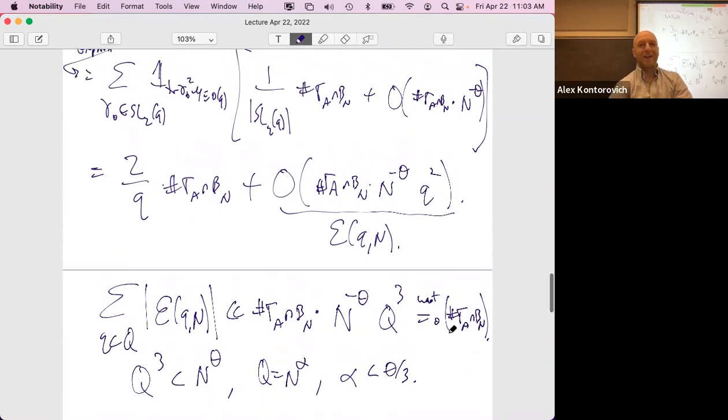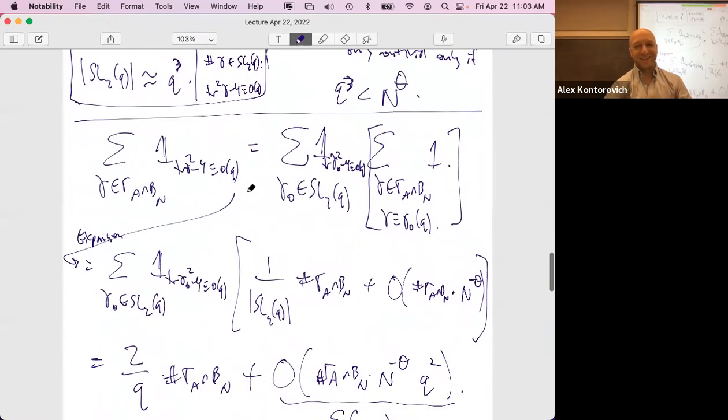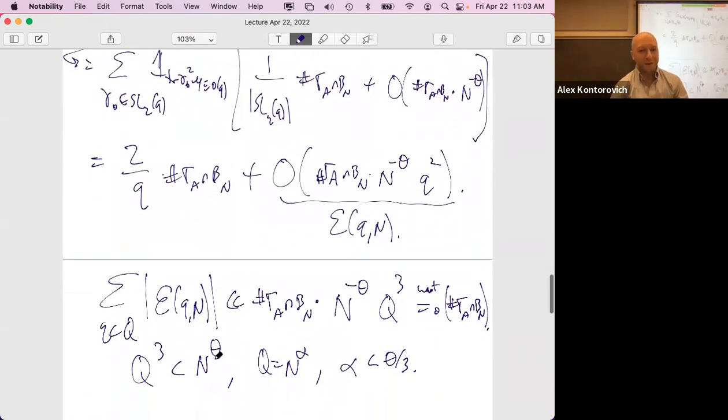Can the theta be chosen uniformly in Gamma_0? Yes, there exists a theta so that for all Q and for all Gamma_0, we have this power savings. The theta does not depend on Q. That is crucial, and that is exactly what expansion tells us. Exactly, otherwise you would have a different one for every Q and you couldn't sum them uniformly. Absolutely.